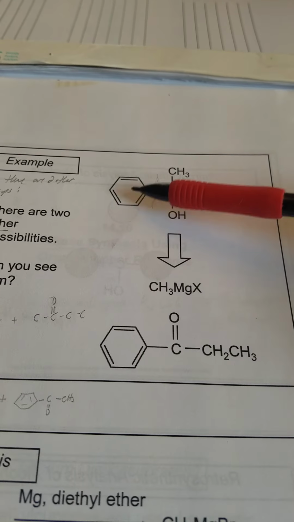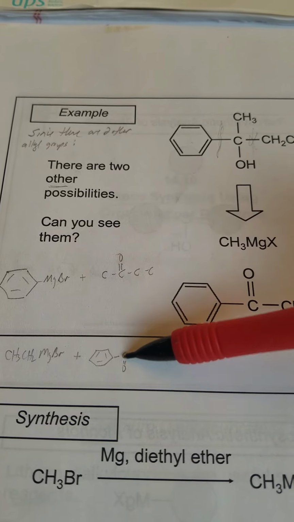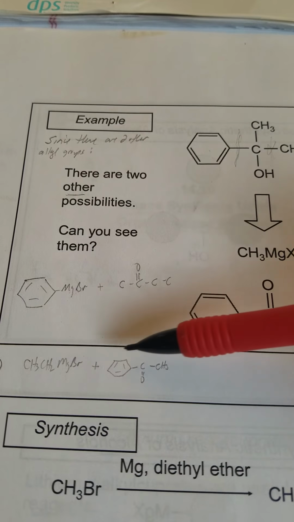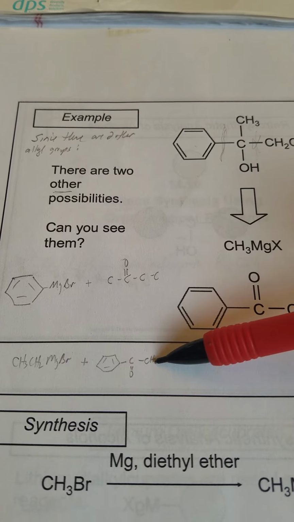And then all of this would go together, this being my carbonyl carbon, so I'd have my ethyl group with my magnesium bromide, and then I would have my acetophenone.